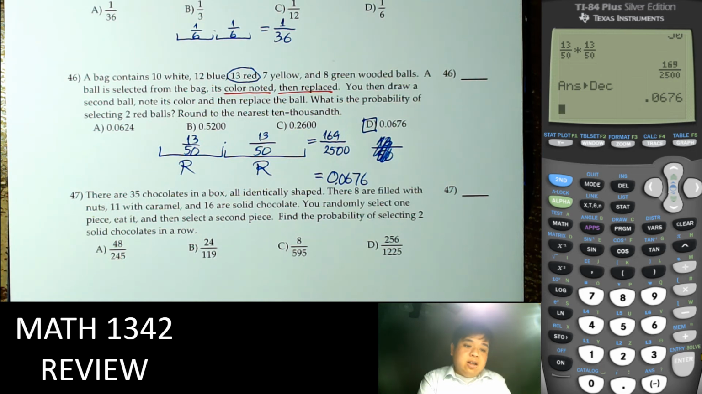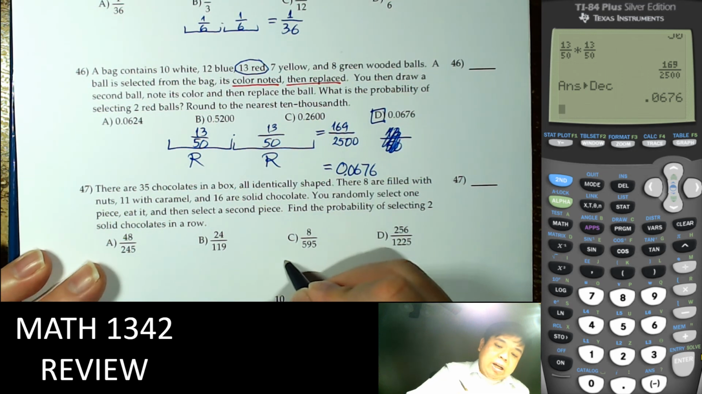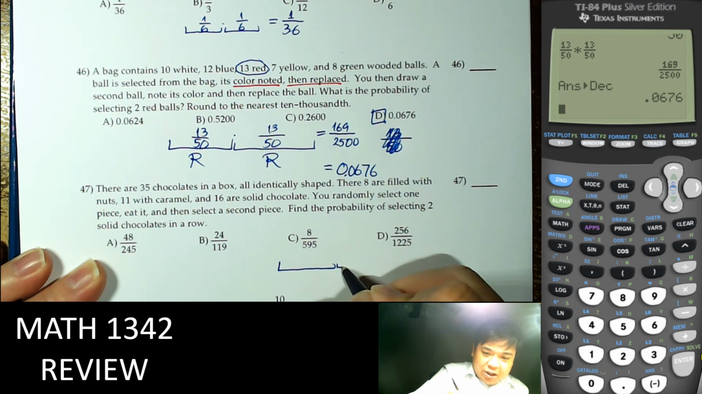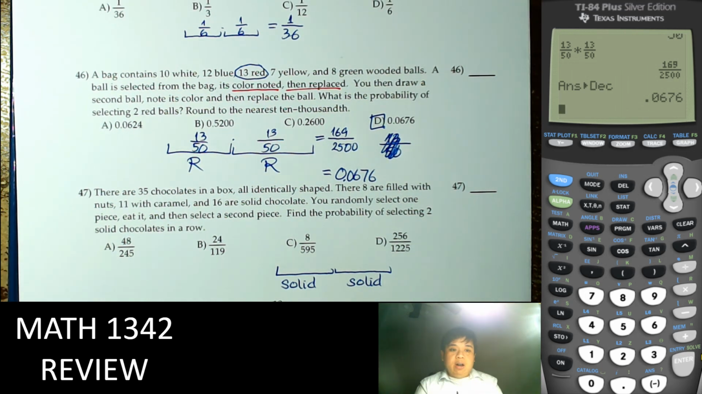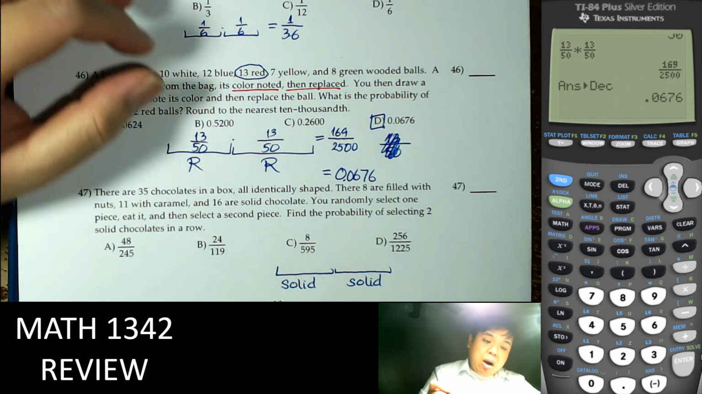Next, there are 35 chocolates in the box, all identically shaped. 8 with nuts, 11 with caramel, and 16 solid chocolate. You then select one, eat it, and then select the second piece. Find the probability of selecting 2 solid in a row. So this one is slightly different than the previous one. In the previous one, when we picked one, we replaced it. This one, when we select one, we eat it. So there should be one less in the box.